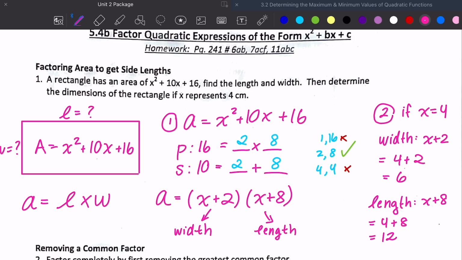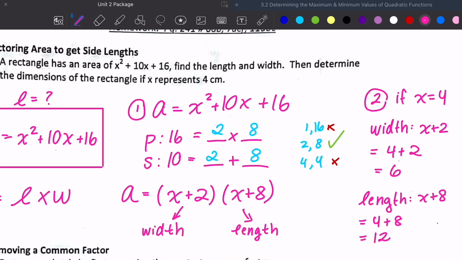Is this okay? Missy, now you change the x to like 12 and 6. I changed the x to 4 because we said if x equals 4, then my width is x plus 2, or 4 plus 2, which is 6, right? Same thing. My length is x plus 8, as we said here, and if x is 4, then this is just 4 plus 8, which is 12. So my dimensions of this rectangle are 6 by 12. That's all.